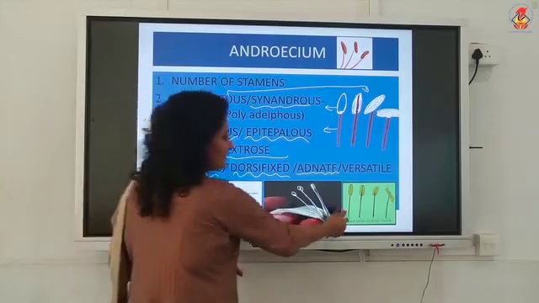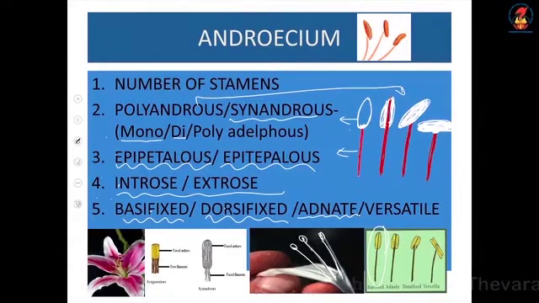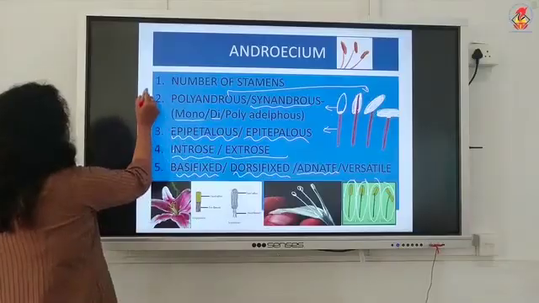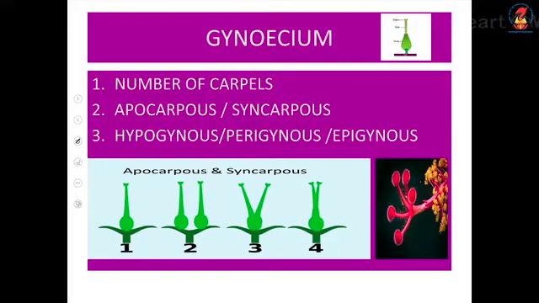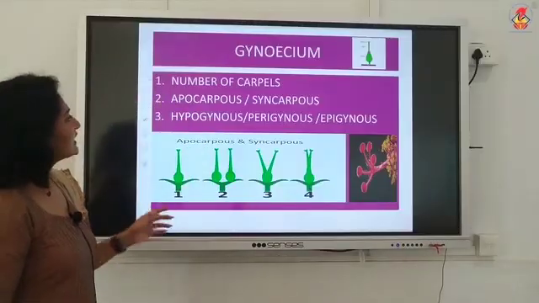So here I am having a diagram of all four. This is basally fixed, adnate, dorsifixed and versatile. Next template, the last template, gynoecium. 3 leads you get when you observe the flower, and the remaining 3 leads you have to do the dissection to observe. So the first 3 leads, number of carpels.